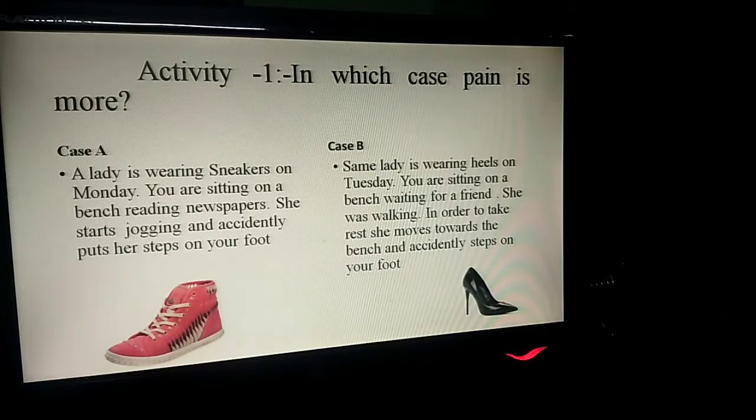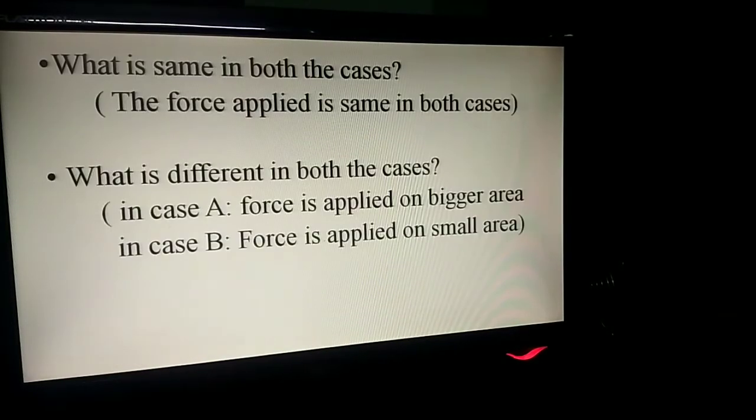In case A, a lady is wearing sneakers on Monday. You are sitting on a bench reading newspapers. She starts jogging and accidentally puts her steps on your foot. Case B: the same lady is wearing heels on Tuesday. You are sitting on a bench waiting for a friend. She was walking. In order to take a rest, she moves towards the bench and accidentally steps on your foot. That is the situation given to you.